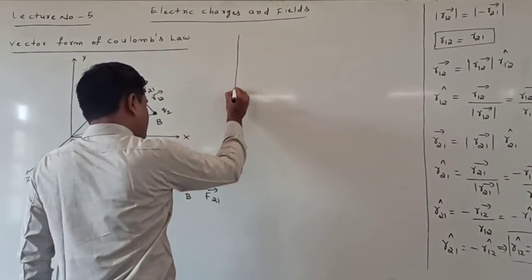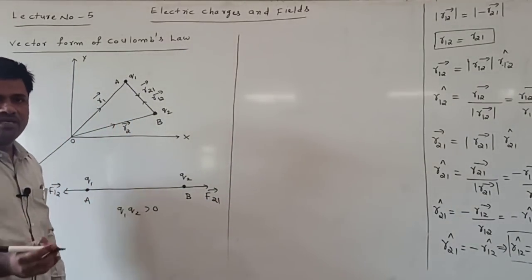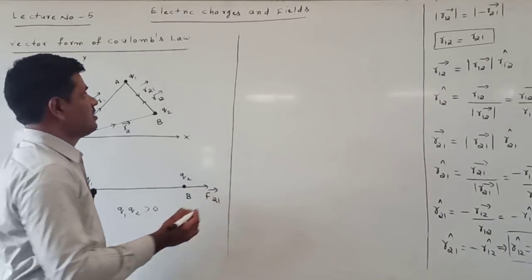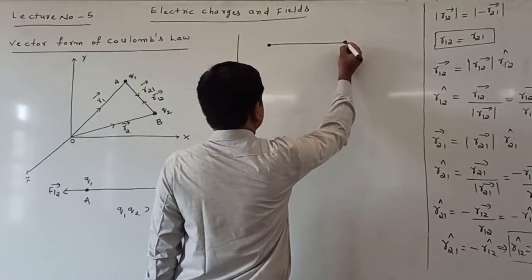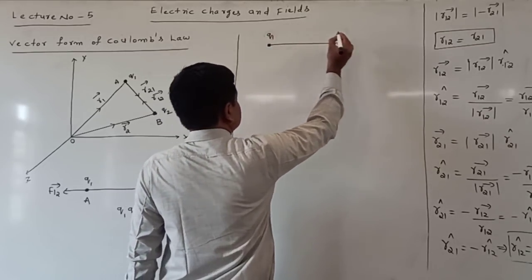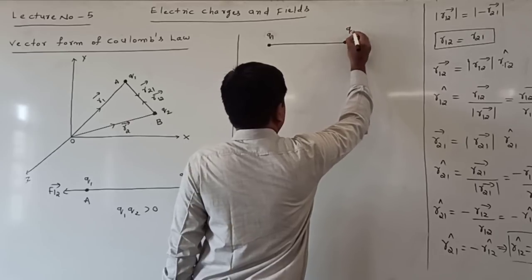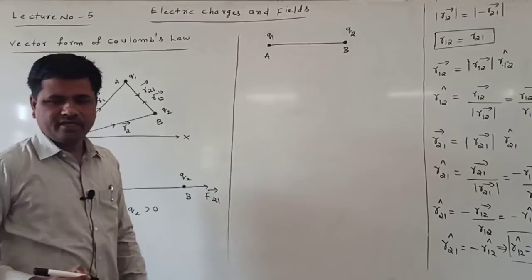Next, suppose I take these as like charges. Like means plus plus or minus minus. Suppose I take unlike charges. Unlike charges means one is a plus, another one is a minus. This is a Q1 charge, this is a Q2 charge, this is at point A, this is at point B. Like that only.